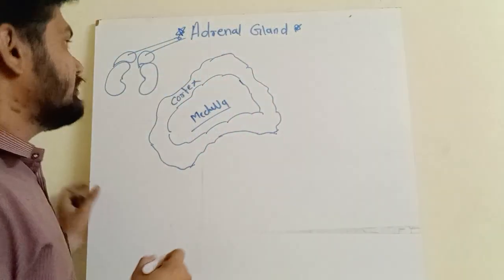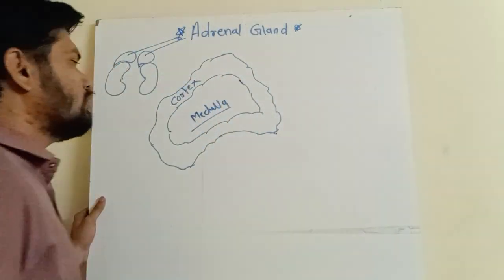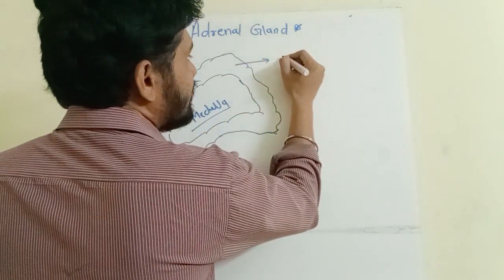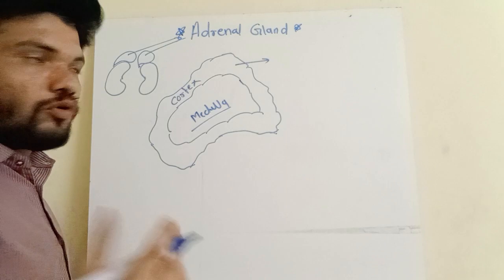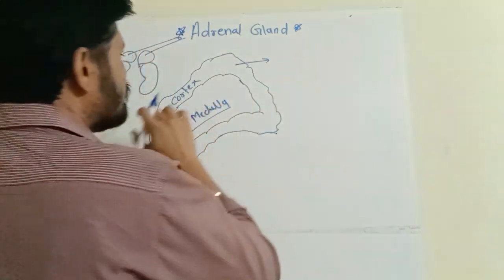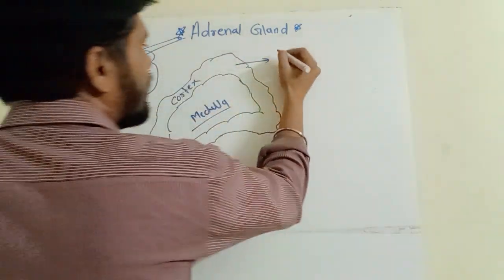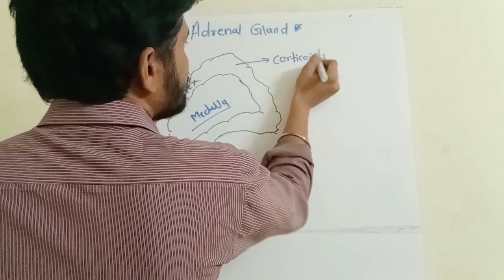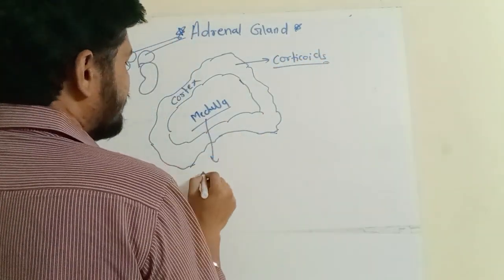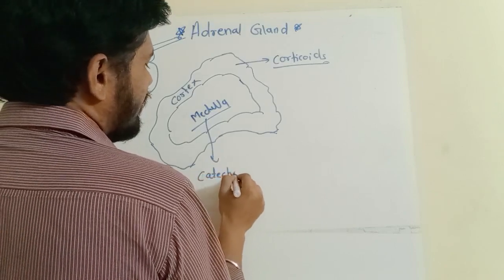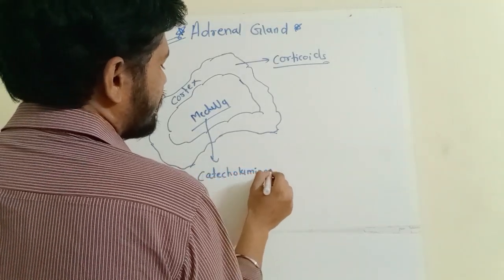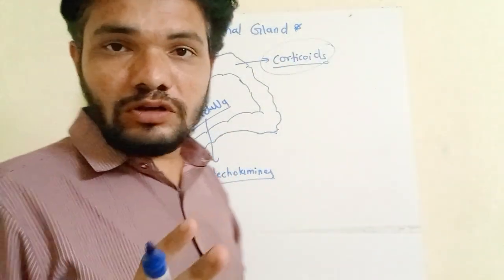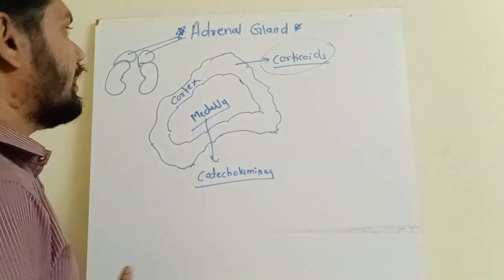Then, if we talk about the layers of the cortex, before that, one thing is mentioned in the NCERT, that is the hormone. The less production of adrenal cortex hormone causes alteration in the metabolism of carbohydrates. The hormones secreted by the adrenal cortex are called corticoid hormones, and the medulla secretes the catecholamines.